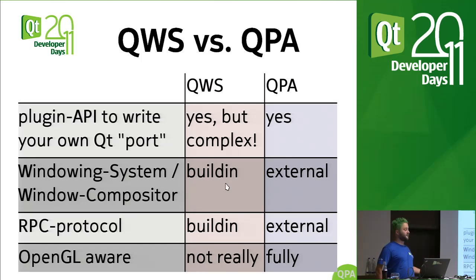If you don't have a windowing system, you don't need an RPC protocol. So in QWS, you need one. It's built in. QPA depends on something external, some external library, libx11, libwayland client, or something like that. QWS is not really OpenGL aware. You can get something running, but with a lot of limitations. QPA is fully OpenGL aware and prepared to have OpenGL setups.